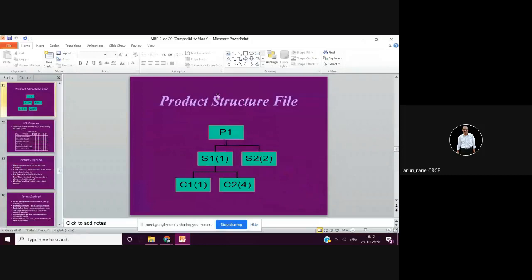The product structure file consists of product codes, then how many sub assemblies go into a particular product, and in the sub assemblies how many components are required. Suppose this is a gearbox, then you may have sub assemblies, say shaft and various gears, and then how many gears are required.